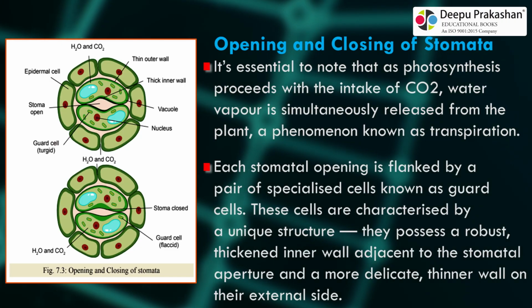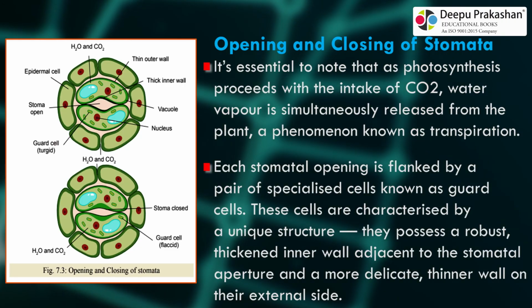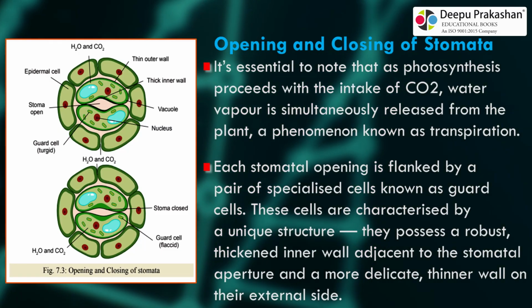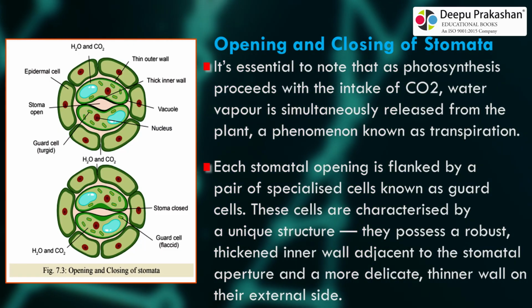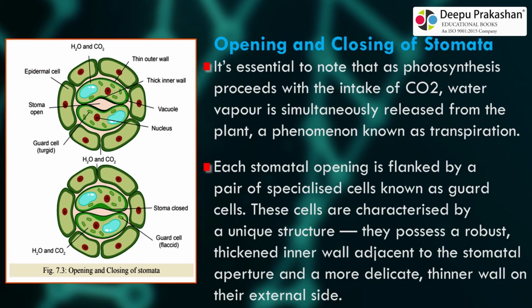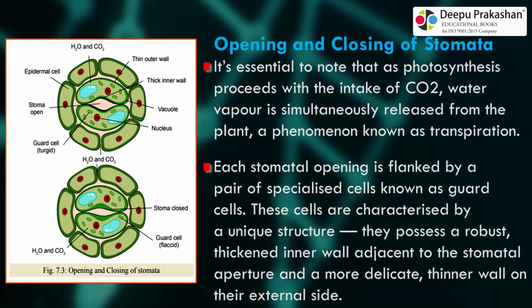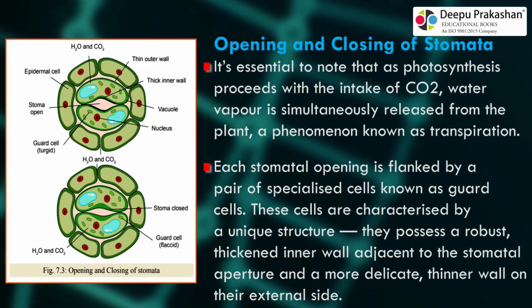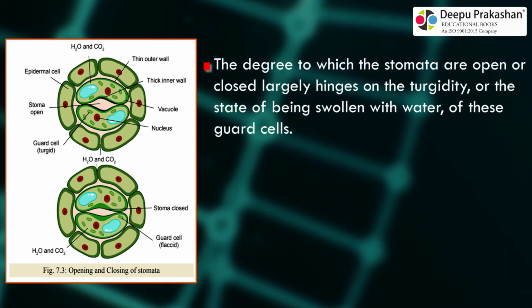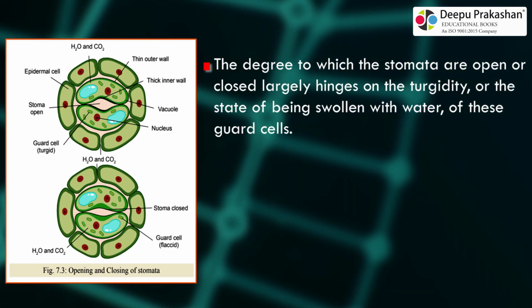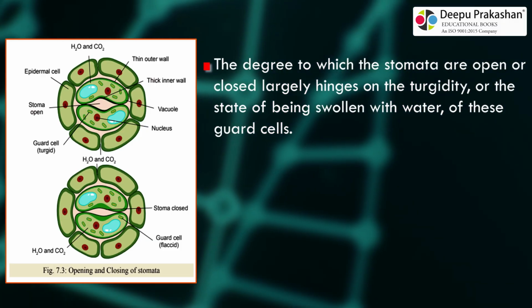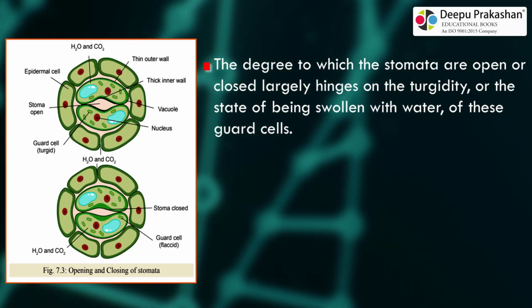Each stomatal opening is flanked by a pair of specialized cells known as guard cells. These cells are characterized by a unique structure. They possess a robust, thickened inner wall adjacent to the stomatal aperture and a more delicate, thinner wall on their external side. The degree to which the stomata are open or closed largely hinges on the turgidity, or the state of being swollen with water, of these guard cells.